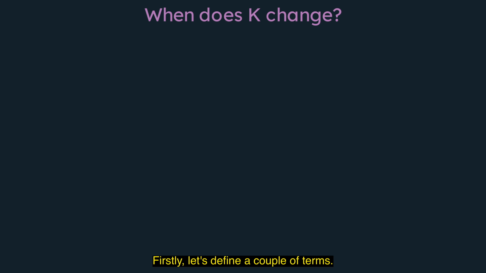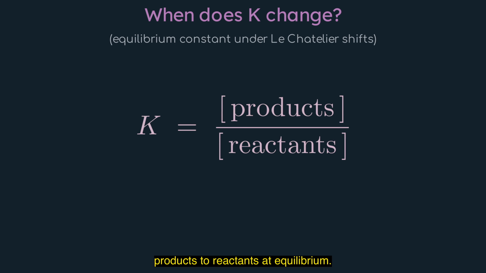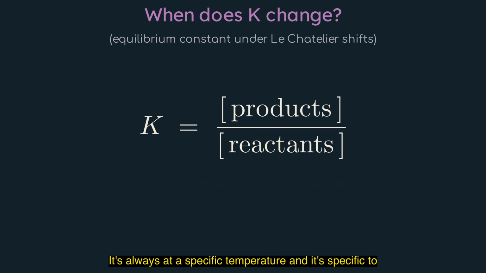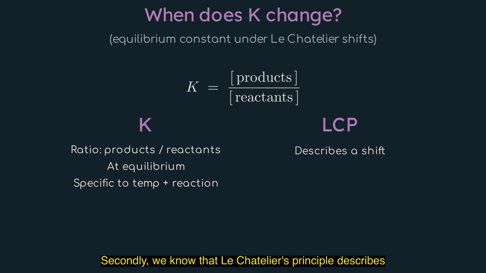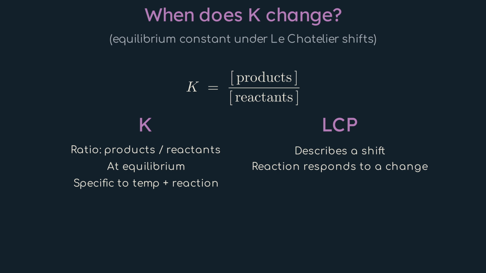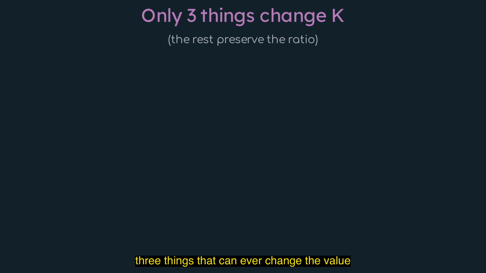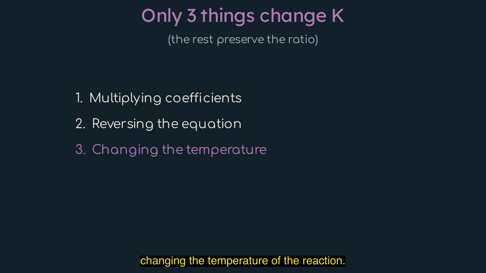Firstly, let's define a couple of terms. First of all, the equilibrium constant is a ratio of products to reactants at equilibrium. It's always at a specific temperature and it's specific to a particular reaction. Secondly, we know that Le Chatelier's principle describes what happens to a reaction when we change something about it. It causes a shift in the reaction. The key thing to remember here is that there's only three things that can ever change the value of K, the equilibrium constant. 1, multiplying the coefficients by a factor. 2, reversing the equation. Or 3, changing the temperature of the reaction.